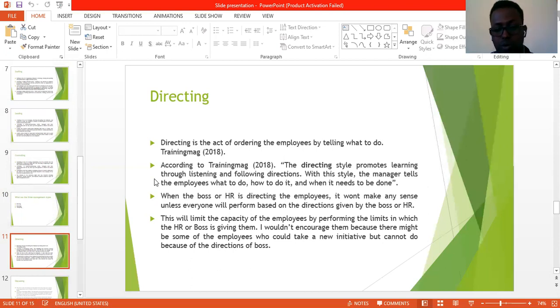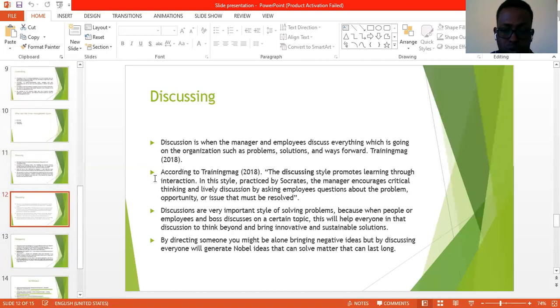I wouldn't encourage the directing style because there might be some other employees who would take a new initiative but cannot because of the directions of the boss or the human resources. Now let us go to the next slide, which is explaining discussion, or discussing.